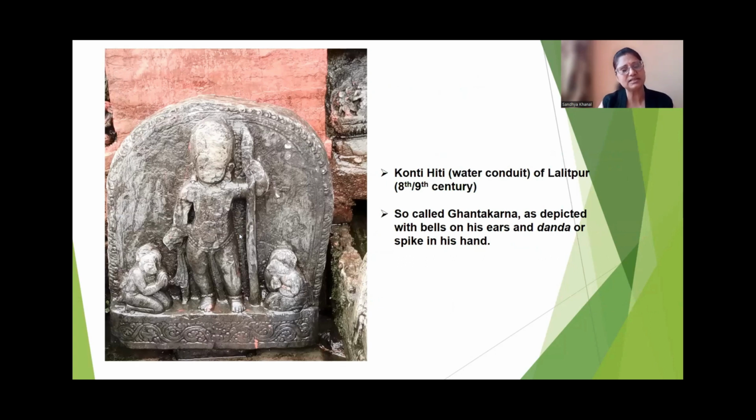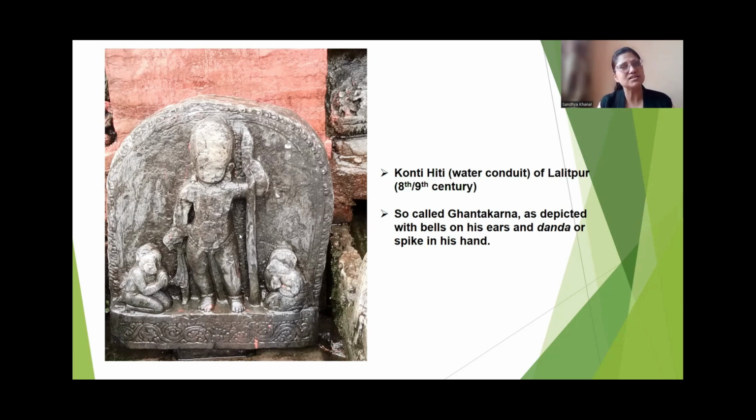Let me tell you what a Hiti is. Hiti is a water conduit, and there are more than 300 water conduits in Kathmandu Valley, which are compared to the goddess Ganga. It flows water throughout the day and night. This one has been established in one of the water conduits of Lalitpur, and it belongs to the 8th or 9th century CE. It is so-called Ghantakarna because it has been depicted with bells on its ears and spikes on its hand. So the local people of Patan and around the valley worship this as a Ghantakarna.